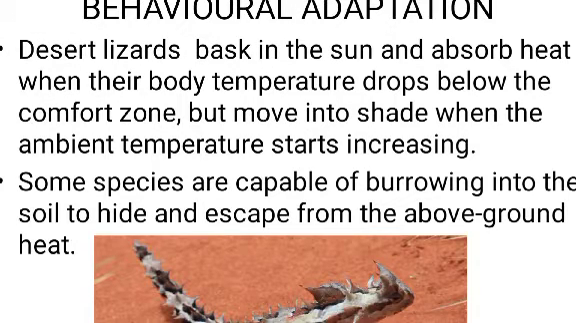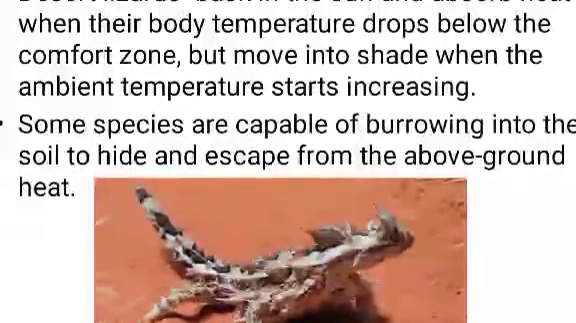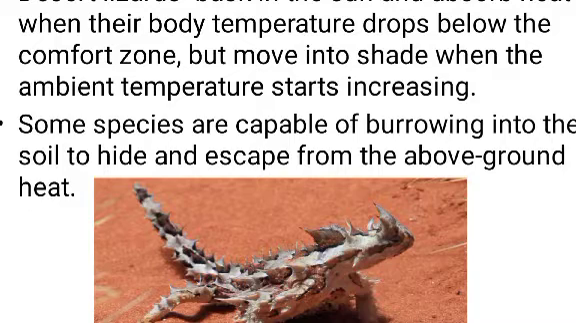Next is the behavioral adaptation. Some organisms also show behavioral adaptations to cope with variation in the environment. For example, the picture you are seeing is a desert lizard. It is a poikilothermic animal, isn't it? Poikilothermic means they do not have a constant body temperature. They have to change their body temperature according to the environment. Then only will they be able to survive. So by behavioral means they adapt themselves to survive.